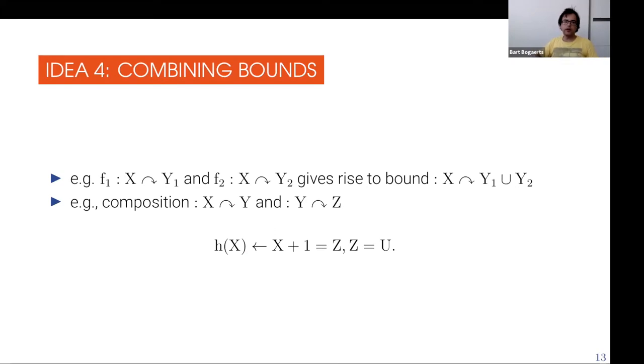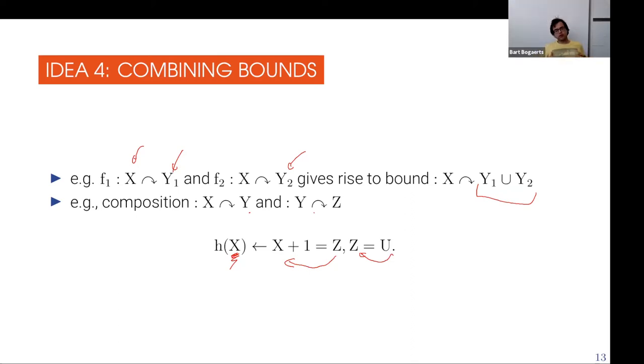And then the fourth idea is, well, we can combine this kind of bounds. For instance, if we have a bound that says, well, given the variables in X, you can determine the ones for Y1 and the ones for Y2, then we can combine it to a bound that determines the union. You can compose them. For instance, in this rule here, you see that we have only this variable X in the head, but Z functionally depends on X and U functionally depends on Z. So indeed, we can get all the variables of the body. So you can compose bounds. You could combine this as well with domain predicates and so on.